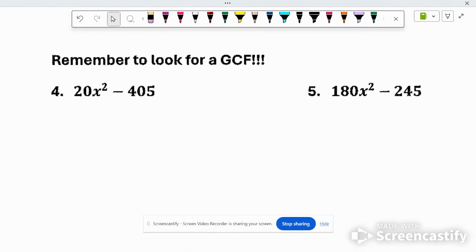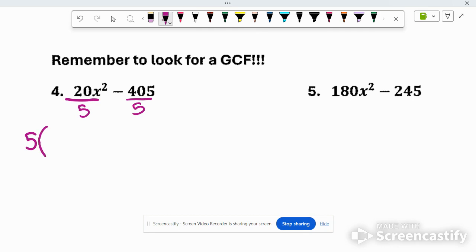Do you see a GCF in this? What is it? What number divides both 20 and 405? 5. Yes. So we're going to pull out a GCF of 5.